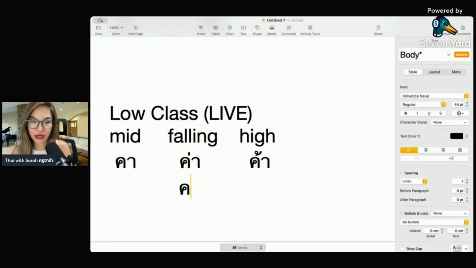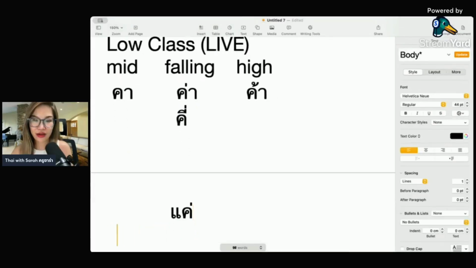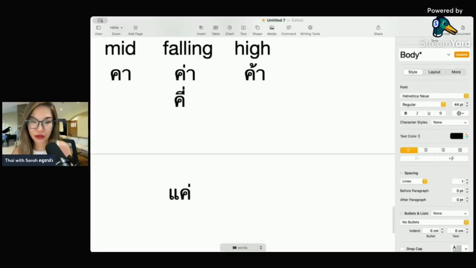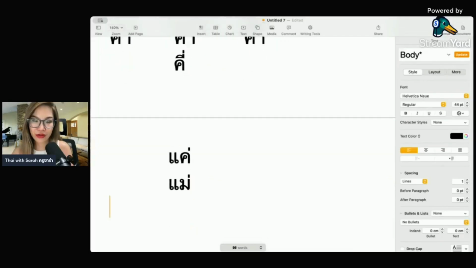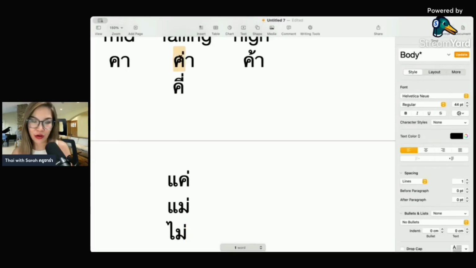You can put any vowel here. Ki. Ka. Yeah, so always all falling tones. So let's switch to ma. Meh, falling tone. My, falling tone. So my point is, you just have to associate the low class consonant with that tone mark. It's going to be universal. It's always, always going to be falling tone.